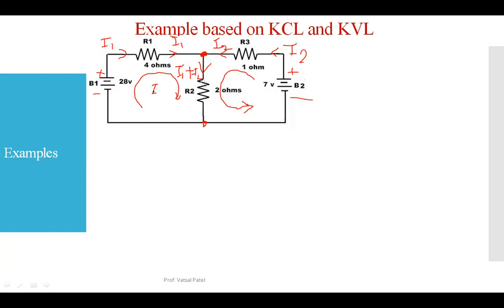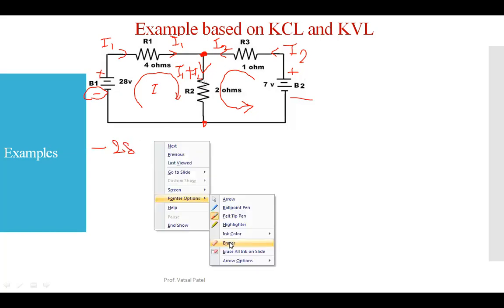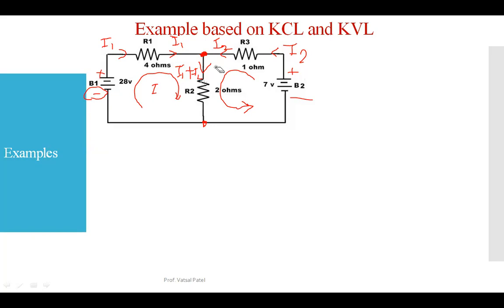So now if I apply this KVL on this first loop, can I write like this? See the loop direction is clockwise. So for the battery source, the negative terminal comes first. So can I write like this? Minus 28. Okay, I will write in text format so you can understand. Just a second. So can I write like this? Minus 28 for the battery.